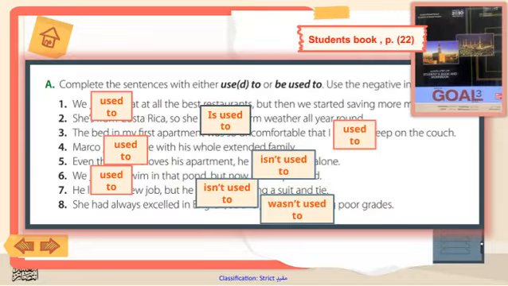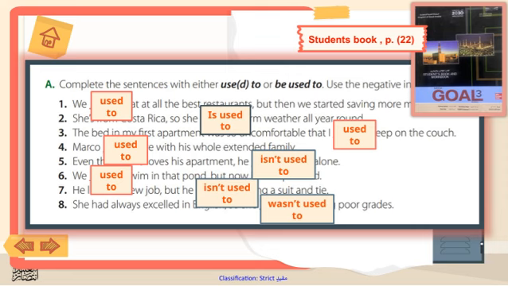Let's take a closer look at some common expressions related to familiarity and habits. On this slide, we're focusing on how we talk about being accustomed to something or not. First, you'll notice the phrase, student's book, p. 22. This is just a reference to where you can find more examples in the textbook. Now, moving on to the key points.